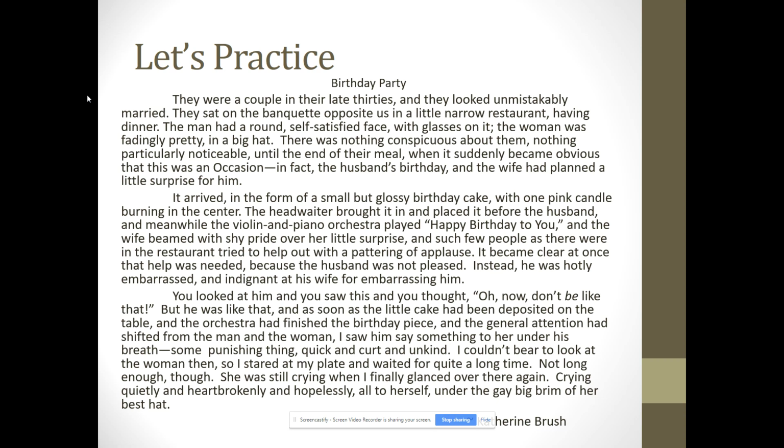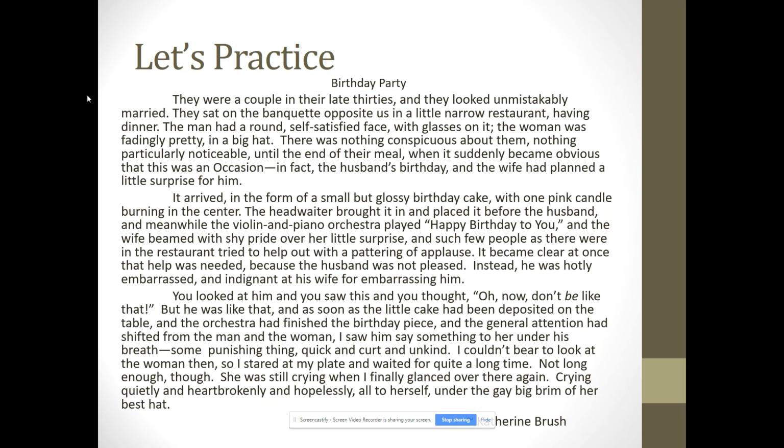They were a couple in their late 30s, and they looked unmistakably married. They sat on the banquette opposite us in a little narrow restaurant having dinner. The man had a round, self-satisfied face with glasses on it. The woman was fadingly pretty in a big hat. There was nothing conspicuous about them, nothing particularly noticeable, until the end of their meal when it suddenly became obvious that this was an occasion. In fact, the husband's birthday, and the wife had planned a little surprise for him.